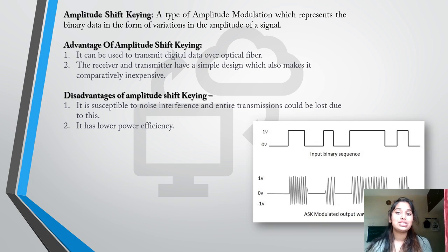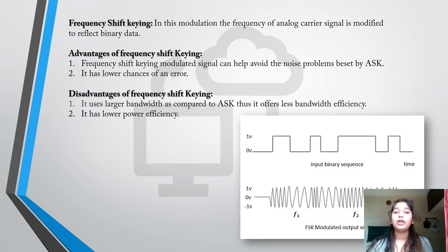What are the advantages of amplitude shift keying? It can be used to transmit digital data over optical fiber. The receiver and the transmitter have a simple design, which also makes it comparatively inexpensive. Disadvantages of amplitude shift keying: it has a lower power efficiency. Frequency shift keying.